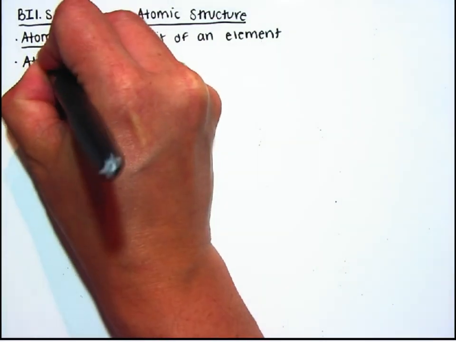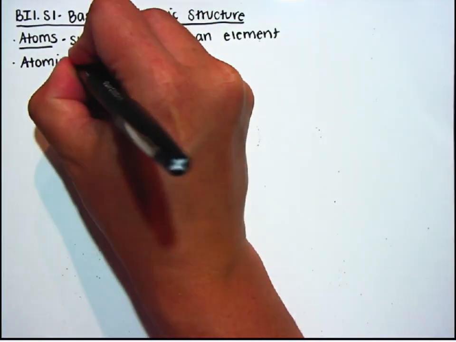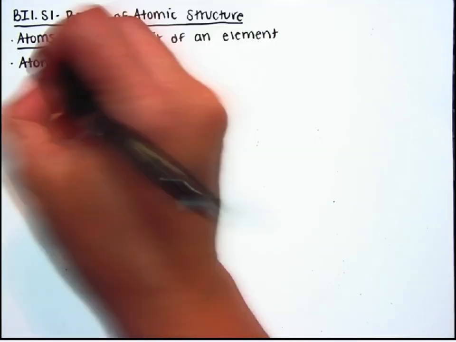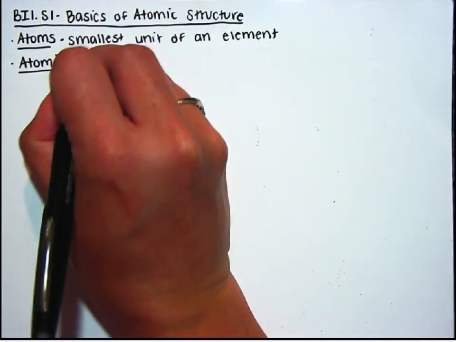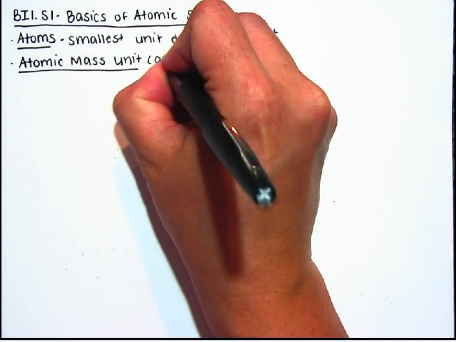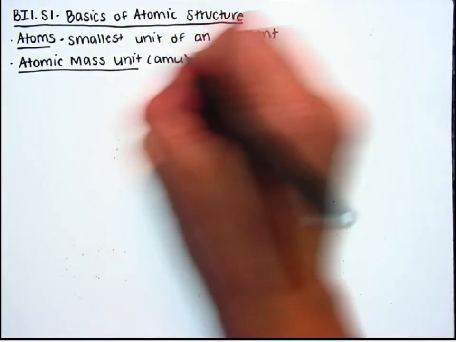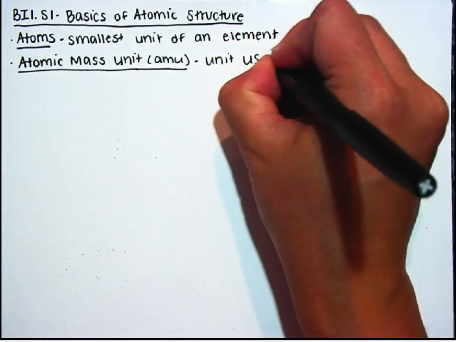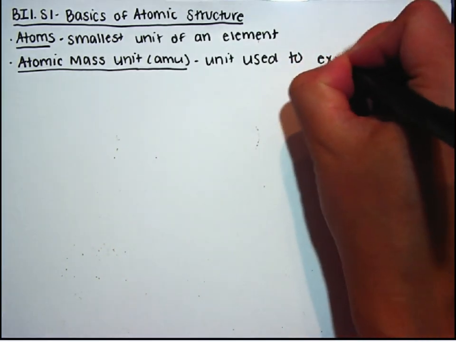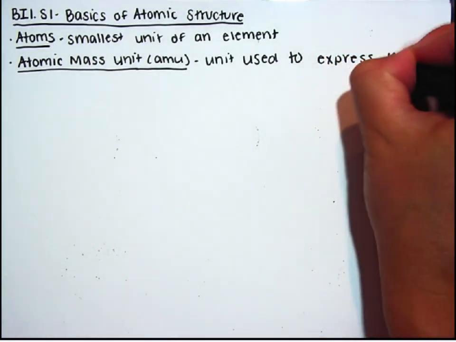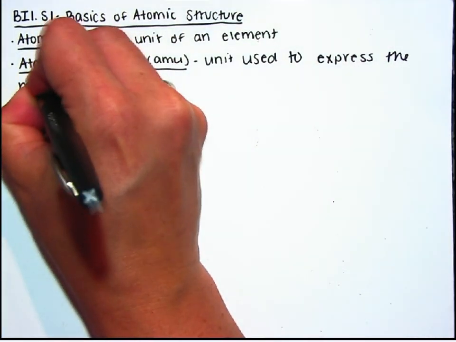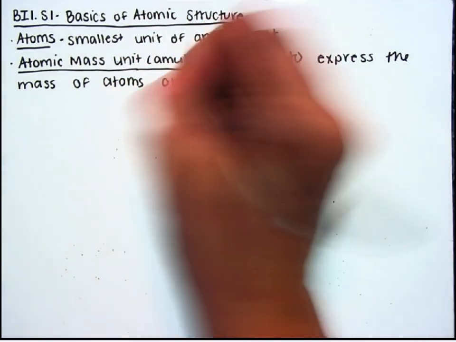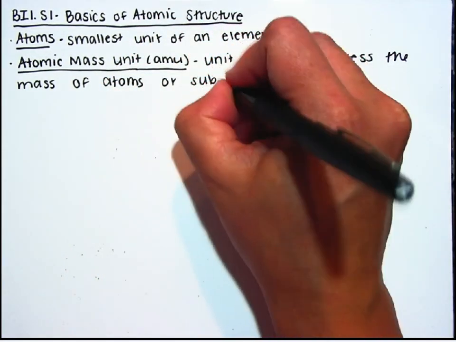The unit that we are going to talk about for the mass is what we call the atomic mass unit, AMU. So the atomic mass unit is the unit used to express the mass of atoms or subatomic particles. And we'll talk about those in just a second.